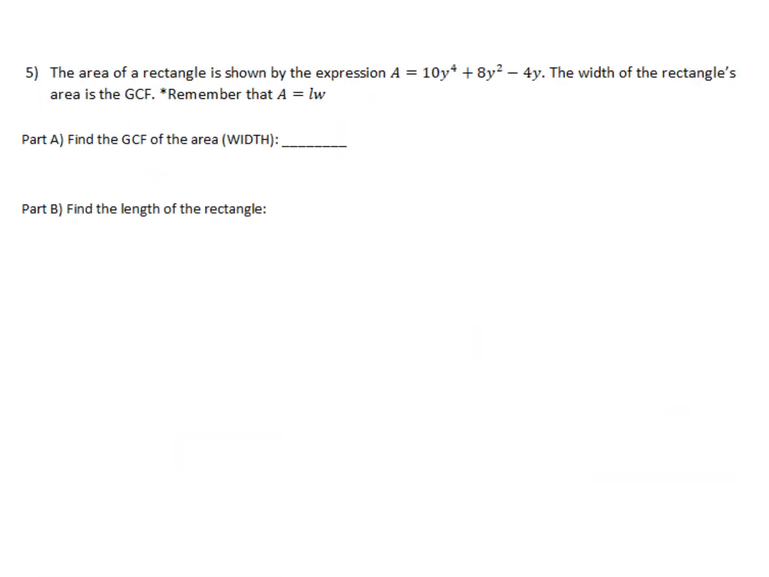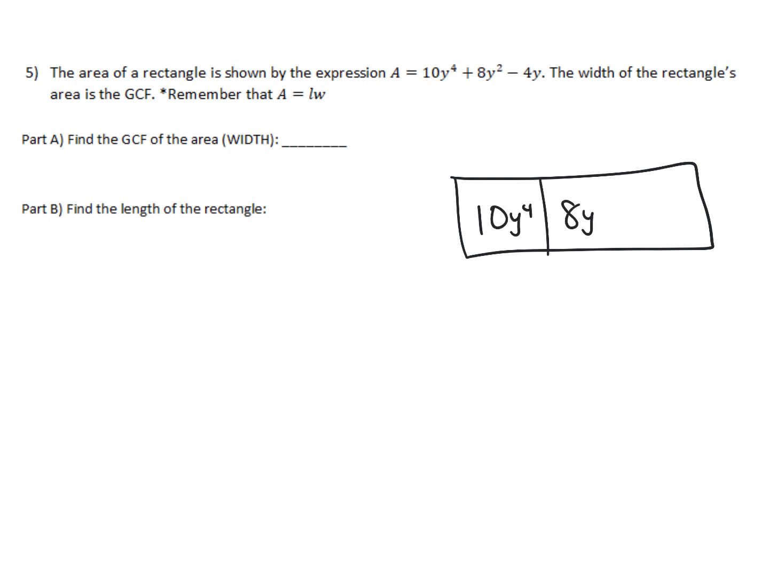All right, this last one, they give us an area. So I could do a big box here. 10y to the 4th, 8y squared, -4y. All right, and then I have to think what goes into each of these numbers. What goes into 10, 8, and -4? And I believe it's a 2. I know 4 goes into 4 and 8, but it doesn't go into 10, so I think 2 is the best I got.